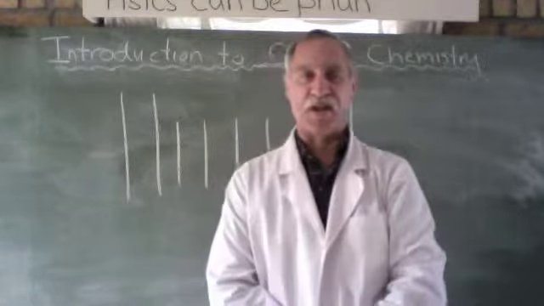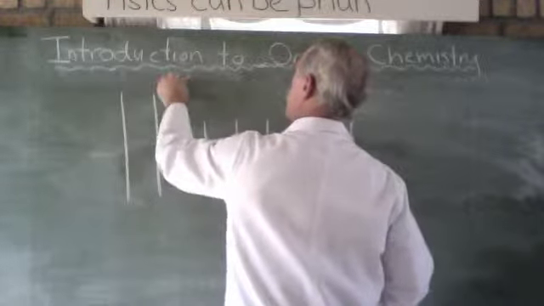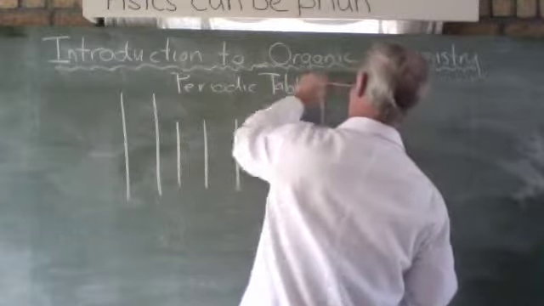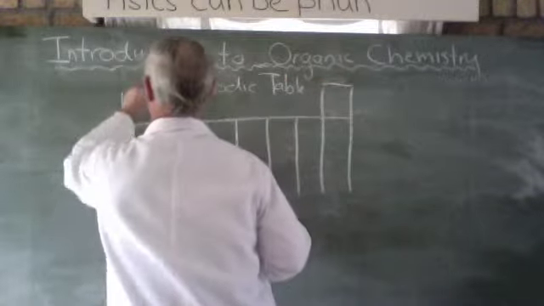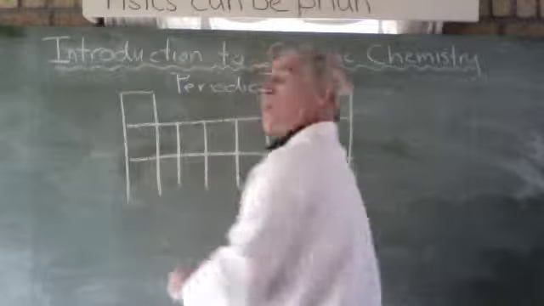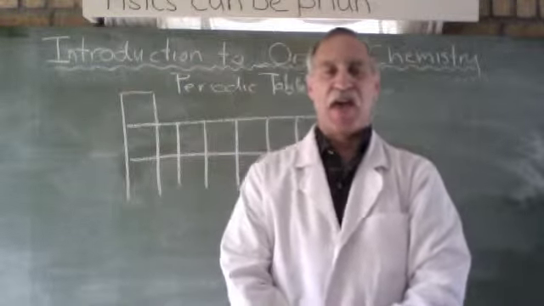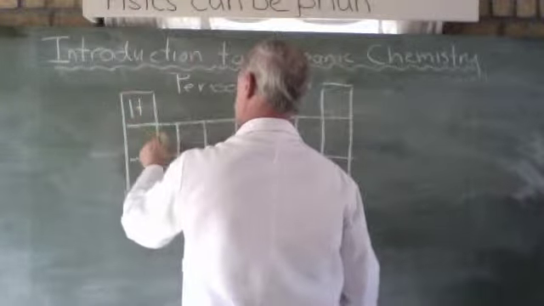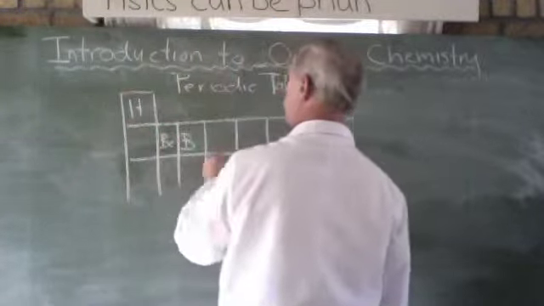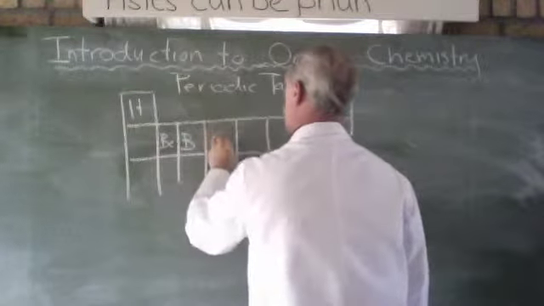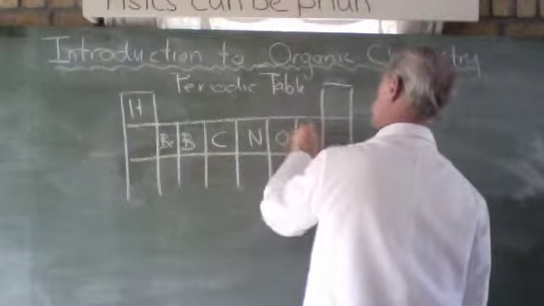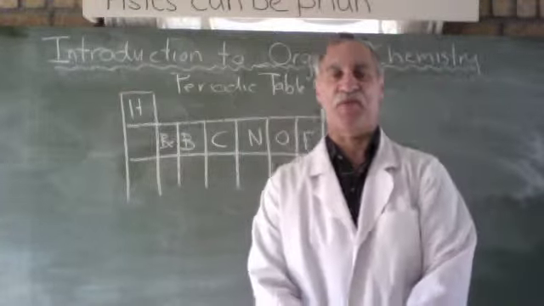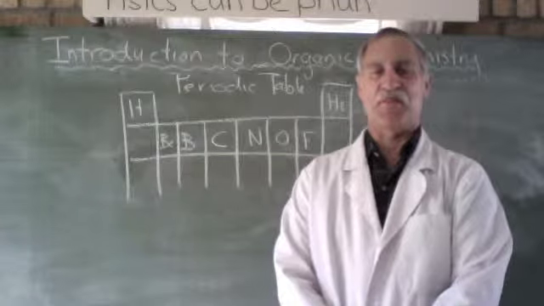Do you recognize what that is? It is the periodic table of the elements. And we have our element hydrogen here, then beryllium, boron, and then we have carbon, nitrogen, oxygen, fluorine, and helium. Right, so there are some of the elements of the periodic table.